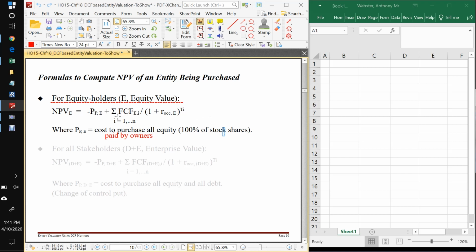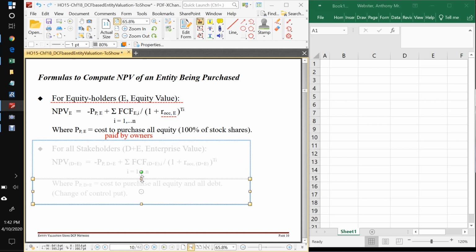And then here we're just going to call the free cash flows FCF_E,i. i stands for the year of that cash flow. And i will equal 1, 2, and so on for as long as we own the firm or till the firm collapses or something like that. We'll talk about where to cut off N a little bit later. And now we want to be discounting with the appropriate cost of capital for equity, ROCC_E. And that's going to be something like what we get out of CAPM.